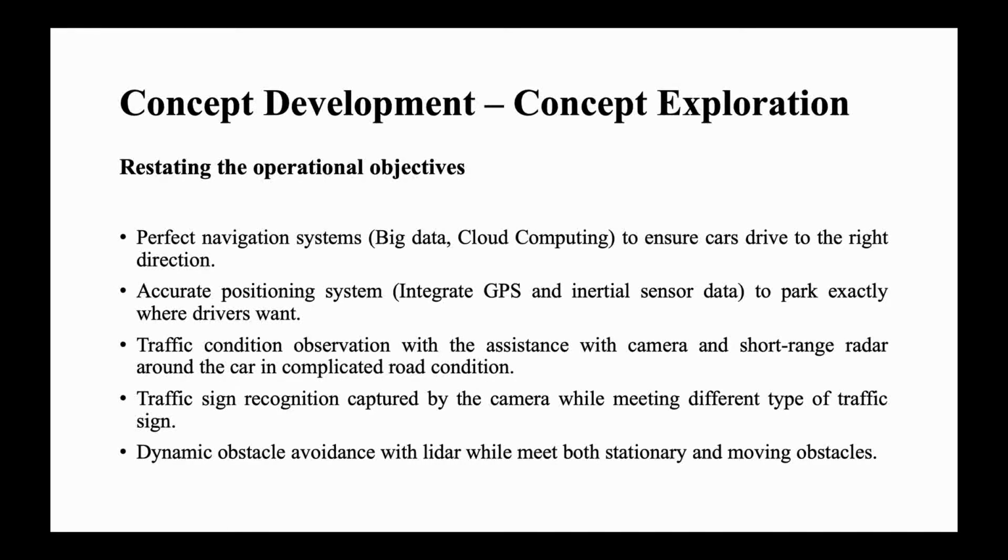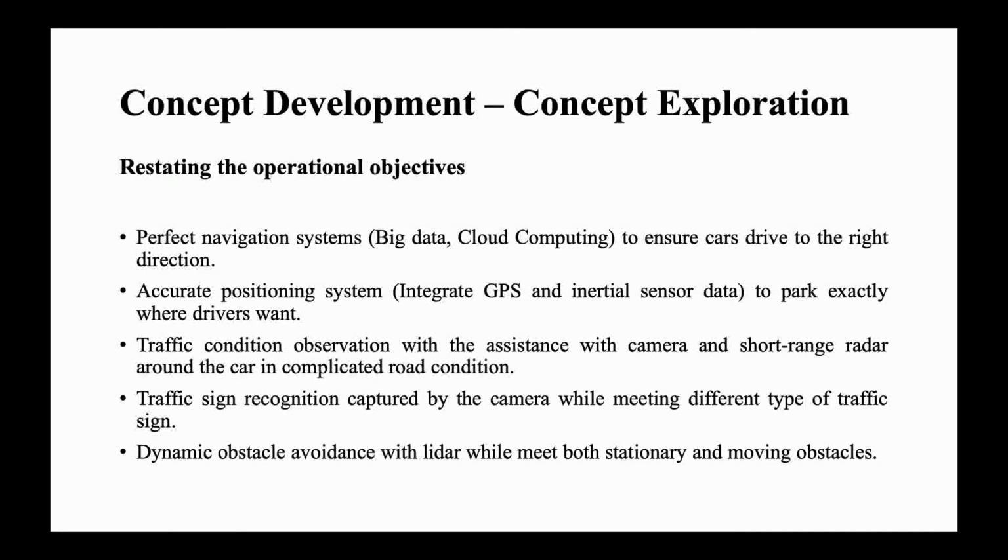Most GPS sensors are greatly affected by the environment. To some extent, inertial positioning can reduce environmental impact, and integrating GPS and inertial sensor data can greatly reduce the error. Traffic condition observation uses the assistance of cameras and short-range radar around the car in complicated road conditions. The radar should quickly detect moving things around the vehicle, avoid traffic accidents, and determine the precise location of the vehicle.